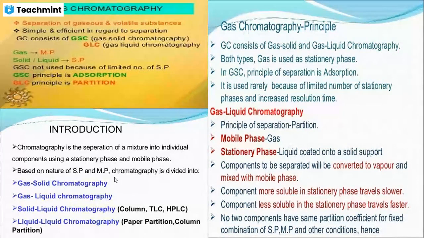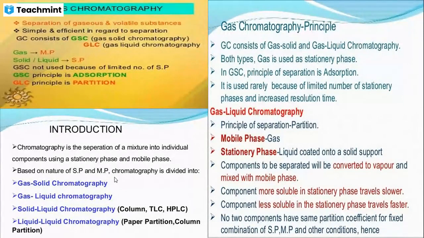In gas chromatography, you have to remember that the mobile phase is a gas, and the stationary phase may be solid or liquid. That's why there are two techniques: one is GSC and another is GLC. GSC is an adsorption technique, a type of adsorption chromatography, whereas GLC is a type of partition chromatography.